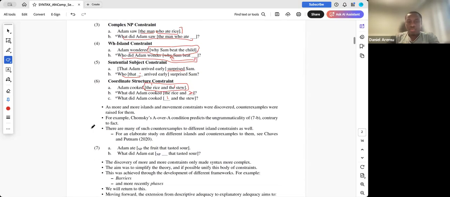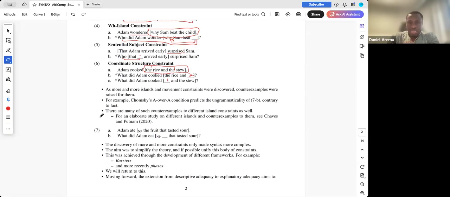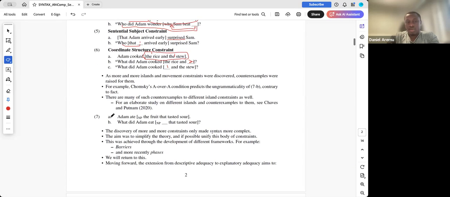Now, as more and more islands and movement constraints were discovered, there were also counterexamples that were raised. There were examples that predictably should violate an island, but they did not. So for example, remember the A over A condition of Chomsky, that says you should not move a phrase like an NP out of another NP. Basically, that is the condition. But if you look at 7a and b, in 7b we can see a counterexample of the A over A condition. Okay, look at 7a first.